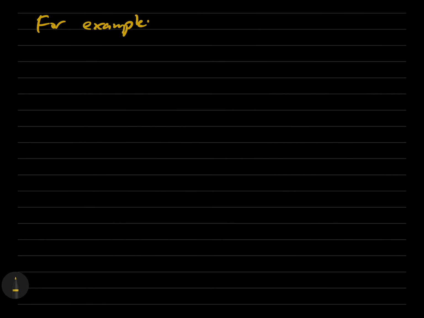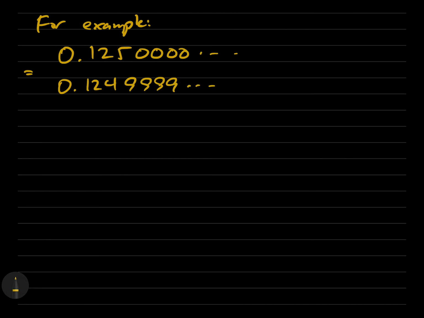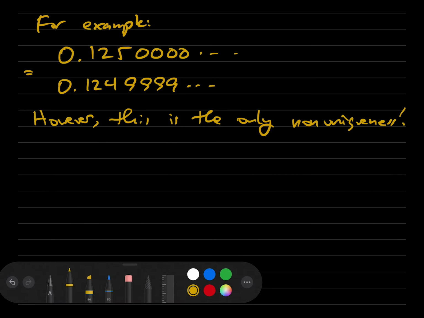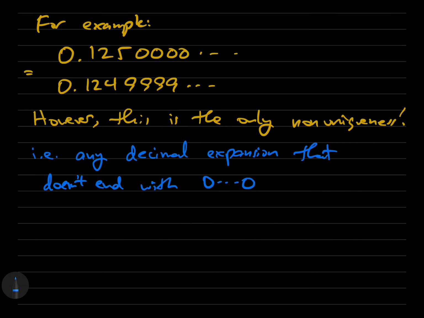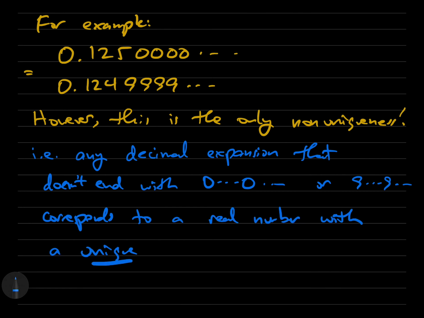Okay, so here's an example of where we might have a non-uniqueness here. If we think about the real number 0.125, we can add an infinite number of zeros after 0.125, or we can also look at the expansion 0.124999999... Those give us the same number, but the only way we can have non-uniqueness is some sort of pattern like that. So to be more explicit, any decimal expansion that does not end in an infinite number of zeros or an infinite number of nines corresponds to a real number with a unique decimal expansion.